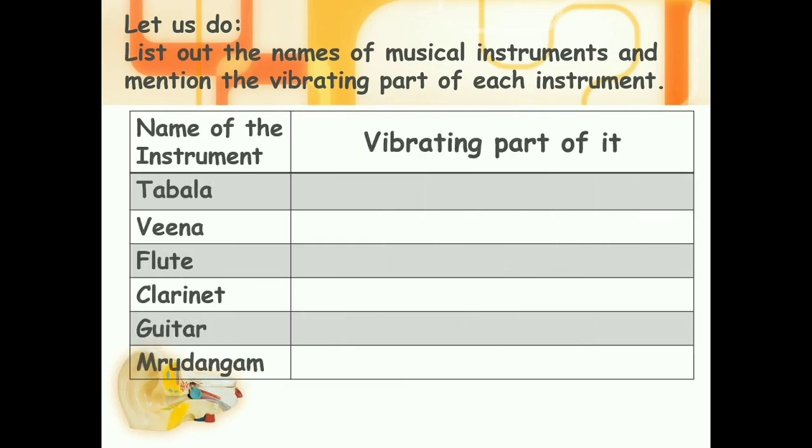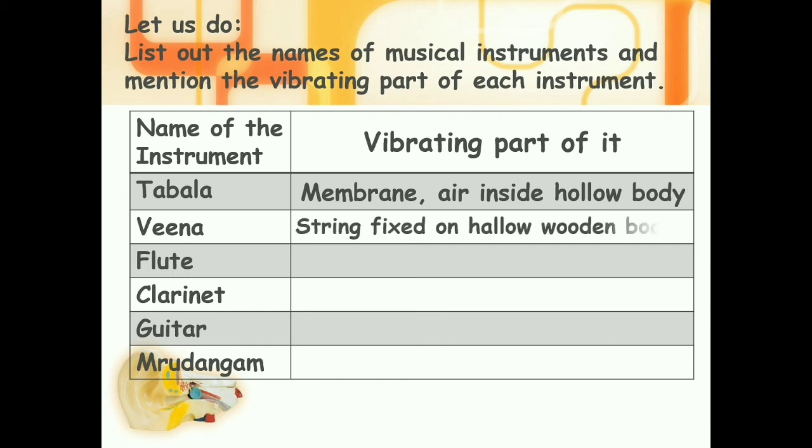And note it in the table. We have 6 instruments here as we have seen in the pictures. They are tabla, veena, flute, clarinet, guitar and mridangam. Let us find out the vibrating part. For the tabla, it is the membrane and the air inside the hollow body. These two are responsible for the production of sound in the tabla.